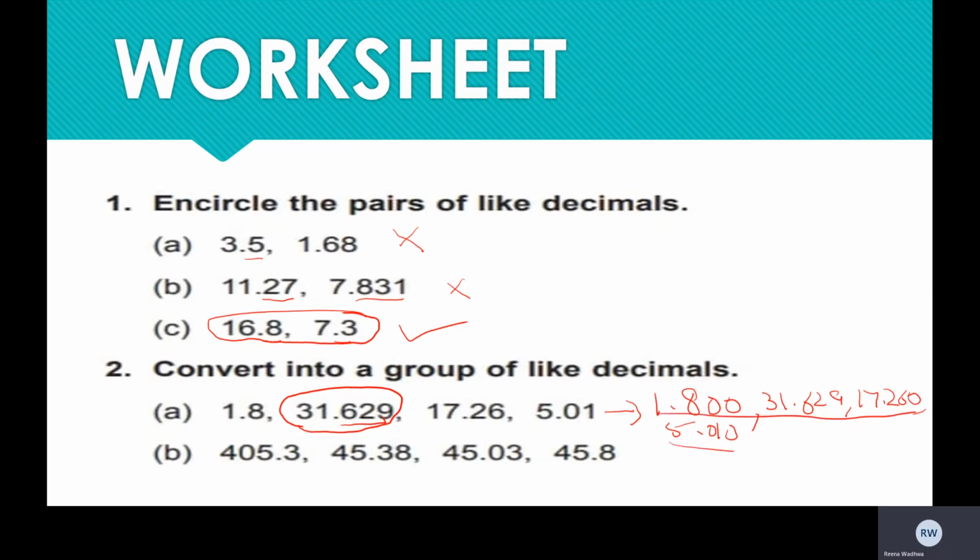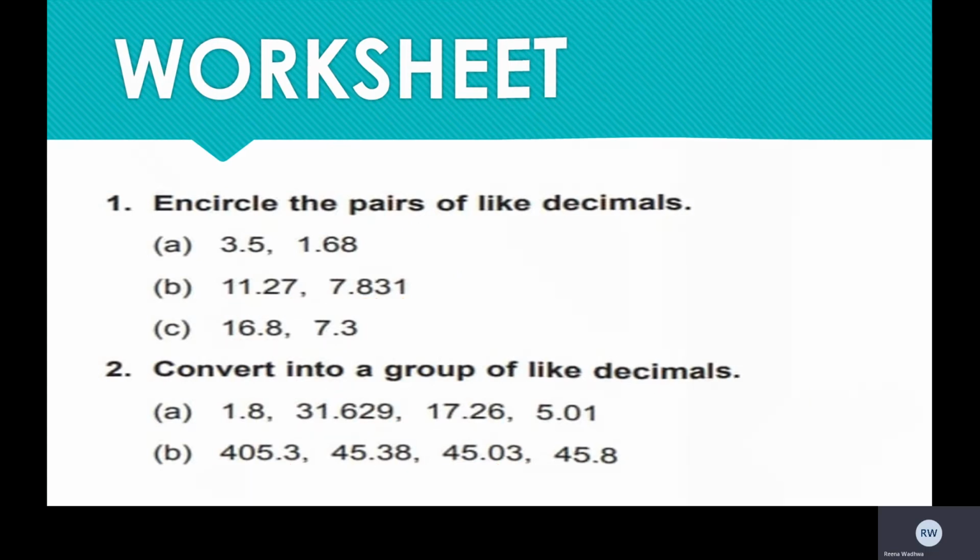like decimal. Here the maximum digits after the decimal is 2. These both have 2. I have to make these both as 2 digits after the decimal. So I will put 1 zero like this here also. So I have converted these two as like decimals.